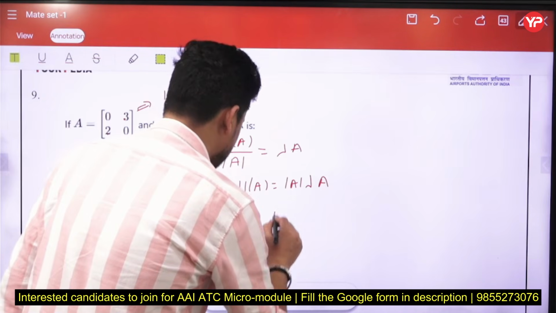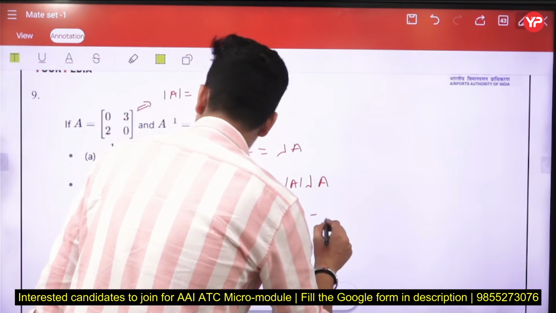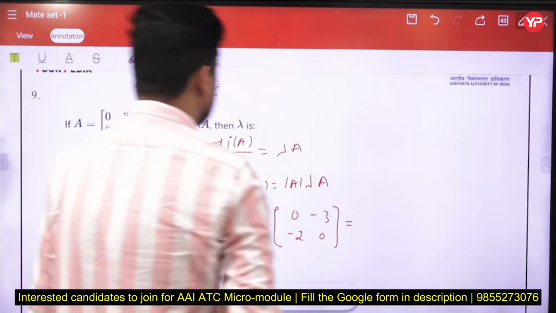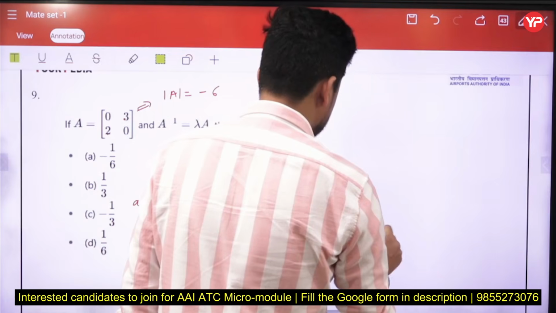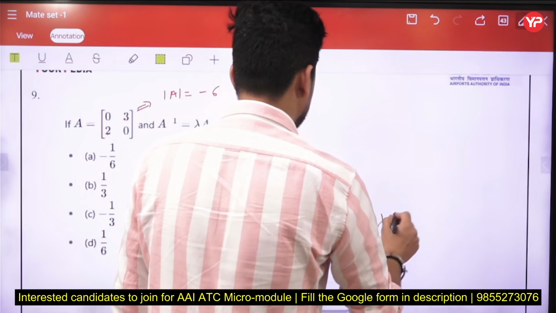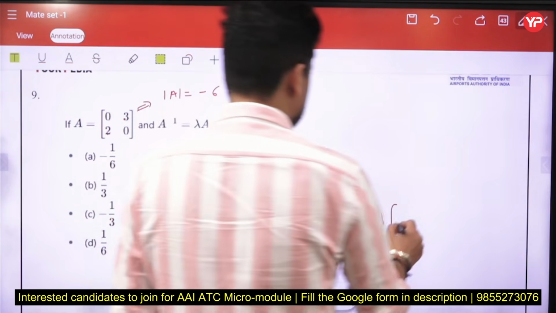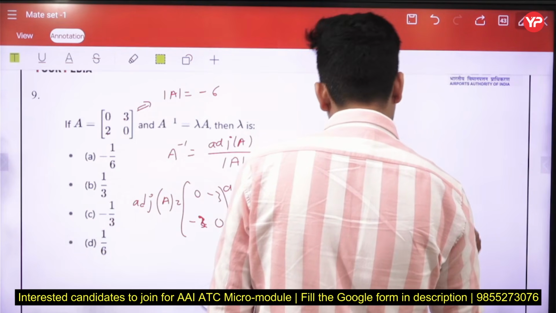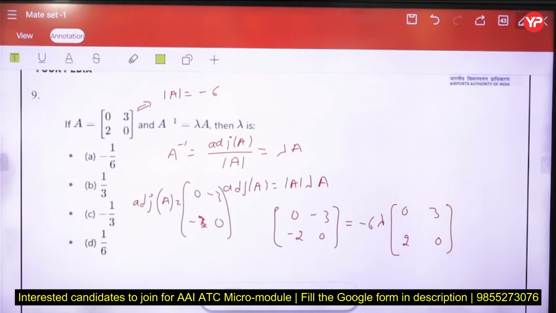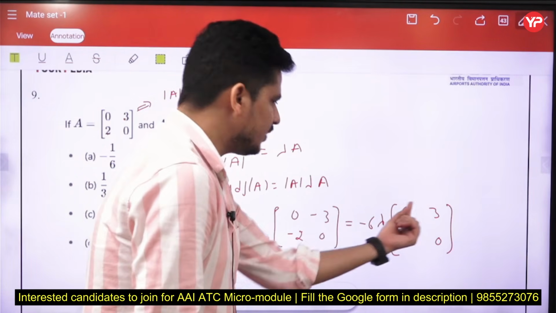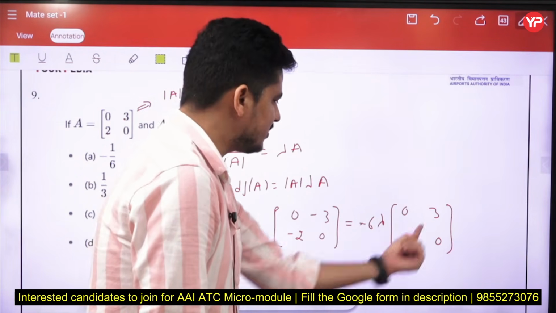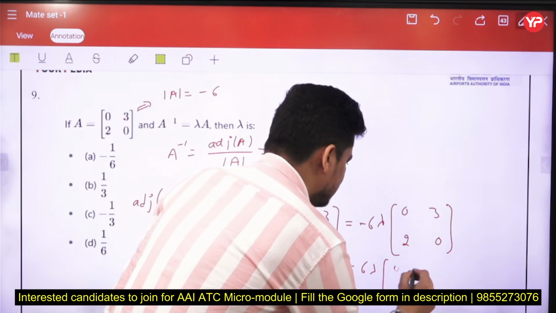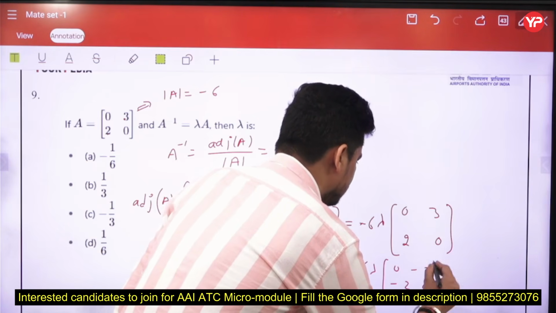So what we can say, this adjoint of A, meaning 0, minus 3, minus 2, 0, should be equal to determinant of A, that is minus 6 times lambda, and that will be equal to what? 0, 3, 2, 0. So if these two matrices are the same, this minus we can take inside, so it becomes 6 lambda, and inside this one 0, minus 3, minus 2 and 0, like this.